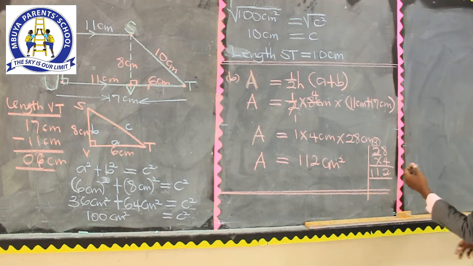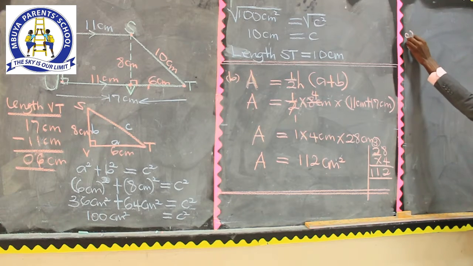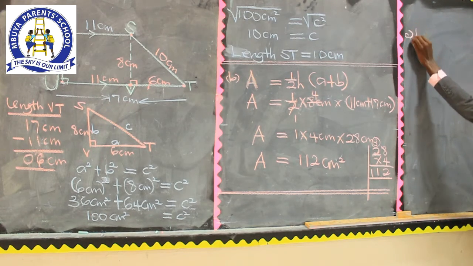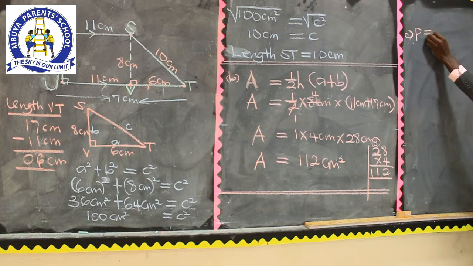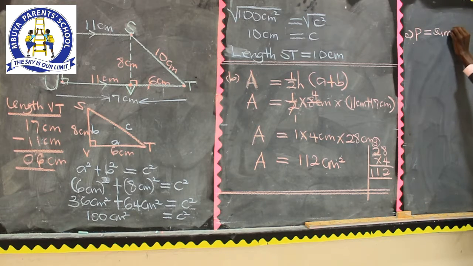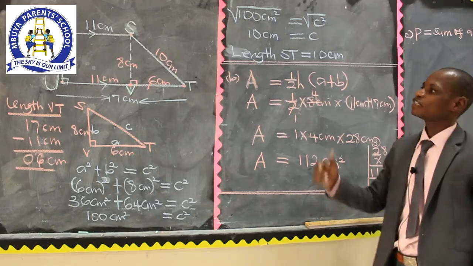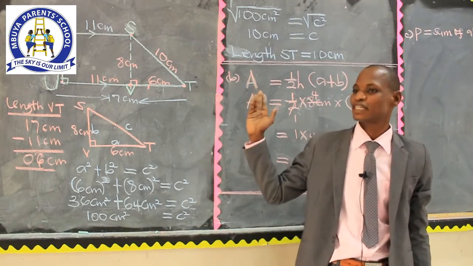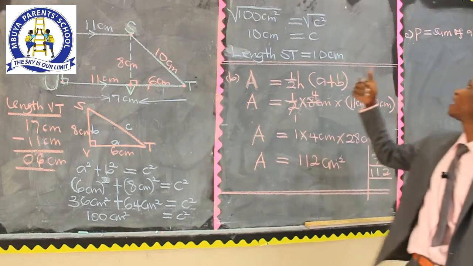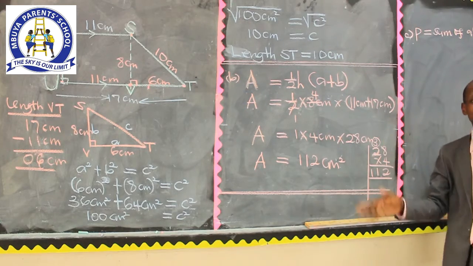So, we shall therefore go ahead to answer question C, which calls for the perimeter, which I abbreviate with the letter P. And this will be given as sum of all sides. Before you get the perimeter of any polygon, first find out how many sides this polygon has. For this case, we have 4 sides, meaning that even your addition will cater for the 4 sides.